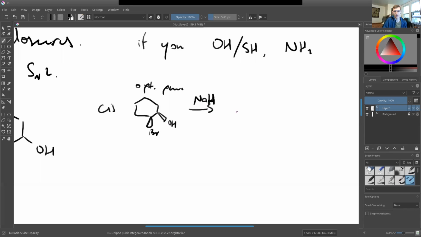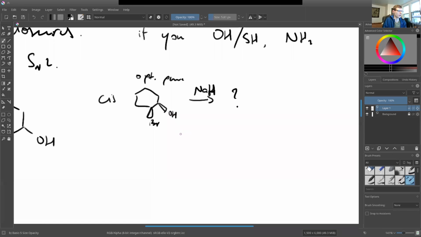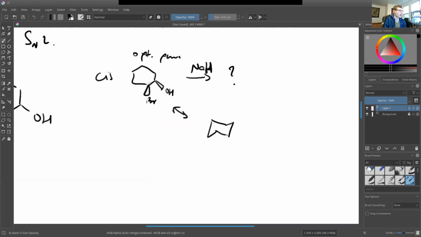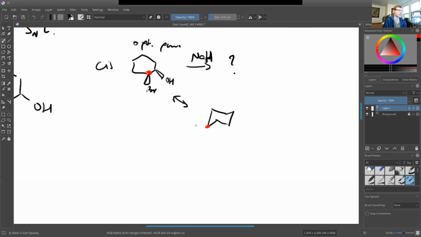So let's say that we're given this, and the question asks, what do we get? Well, we can go ahead and redraw this, right? Let's just put down a ring, and then we'll worry about everything right after. This carbon is right here. All right, we drew our ring, and now we have to start putting things on. So that means the bromine is sticking up like that.